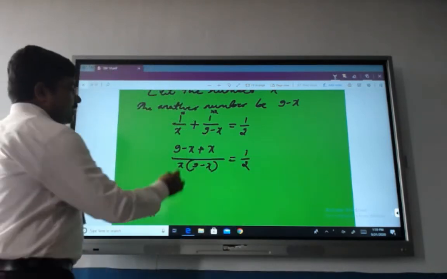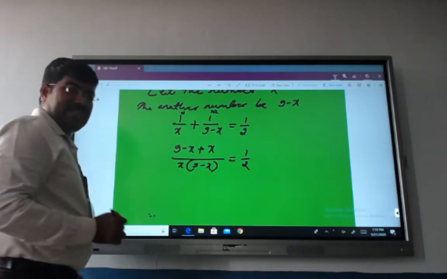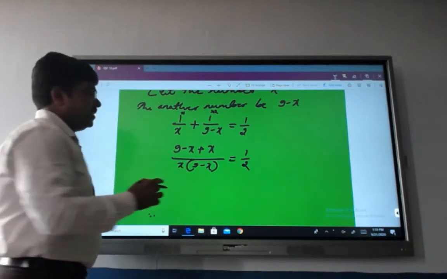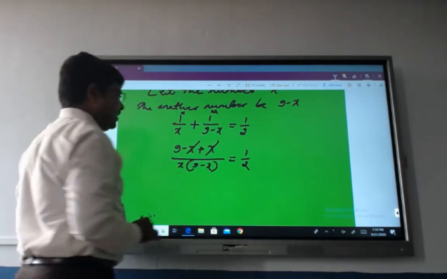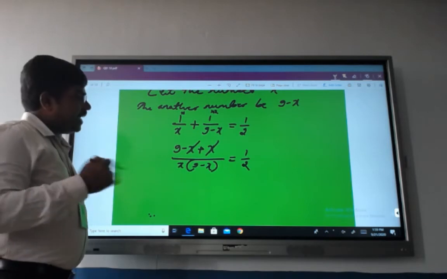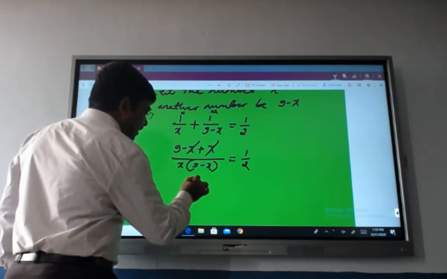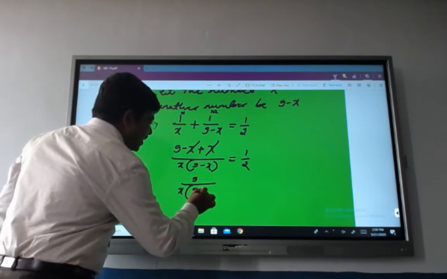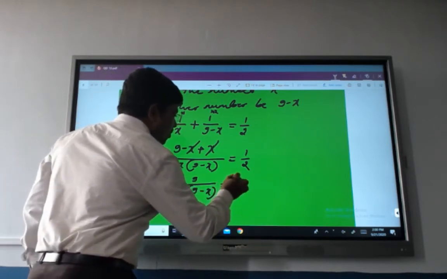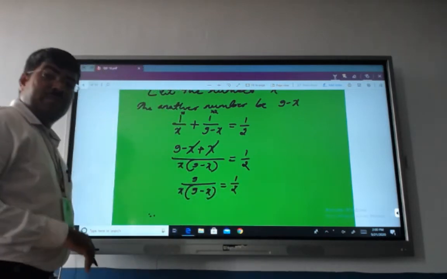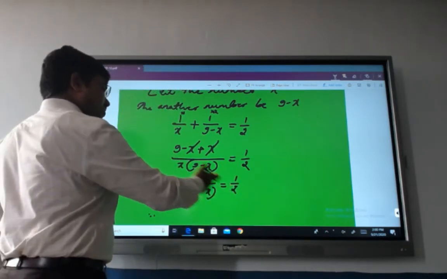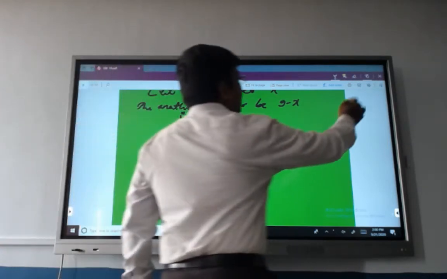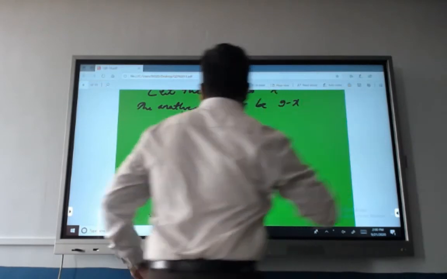Now see, 9 minus x plus x: the like terms have different signs, so minus x plus x gets cancelled. What is left is 9. So 9 divided by x into the bracket 9 minus x is equal to 1 by 2. After that we can take x into 9 minus x to the right side.